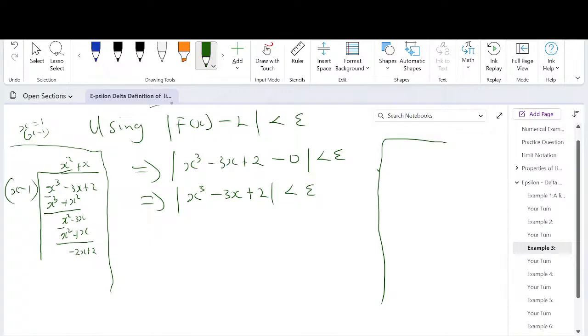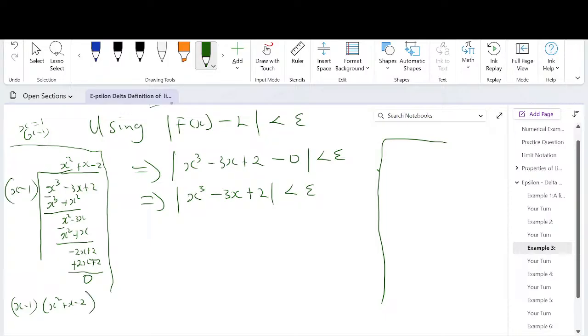Let's divide again. Minus 2x divided by x will be minus 2. Minus 2 times x will be minus 2x. Minus 2 times minus 1 will give you plus 2. If you subtract, we have 0. So that means we have x minus 1 into x squared plus x minus 2.